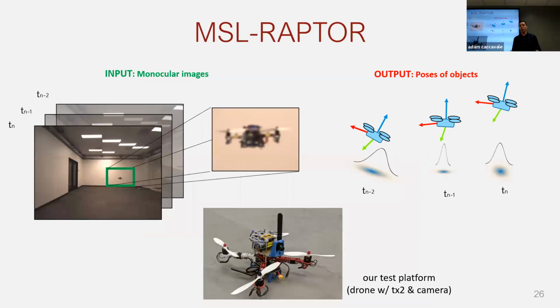So the way this algorithm works is it's going to take in a sequence of monocular images or a video feed, and based on this 2D information, it is going to estimate the 3D pose of the object or objects in the environment. And this picture at the bottom of the screen shows the drone that we use. So this is one of the drones in lab, and it is augmented with both a camera and an NVIDIA TX2 chip for computation. So this chip has a small GPU, which is important because a part of our framework is going to include using neural networks. And so this can make that a lot faster.